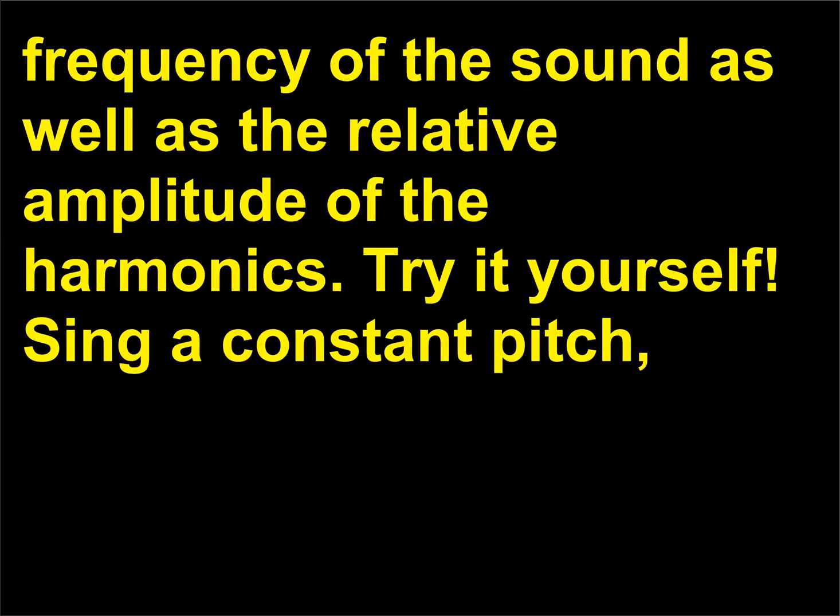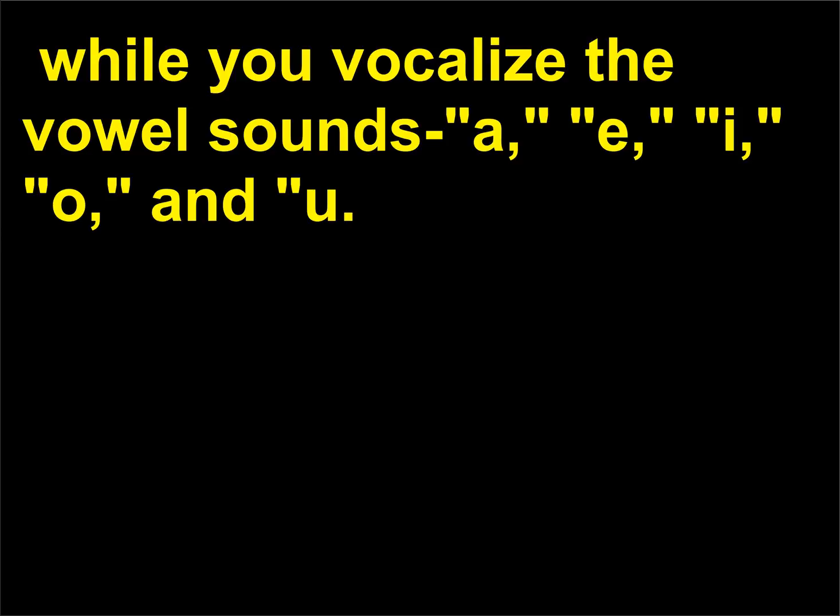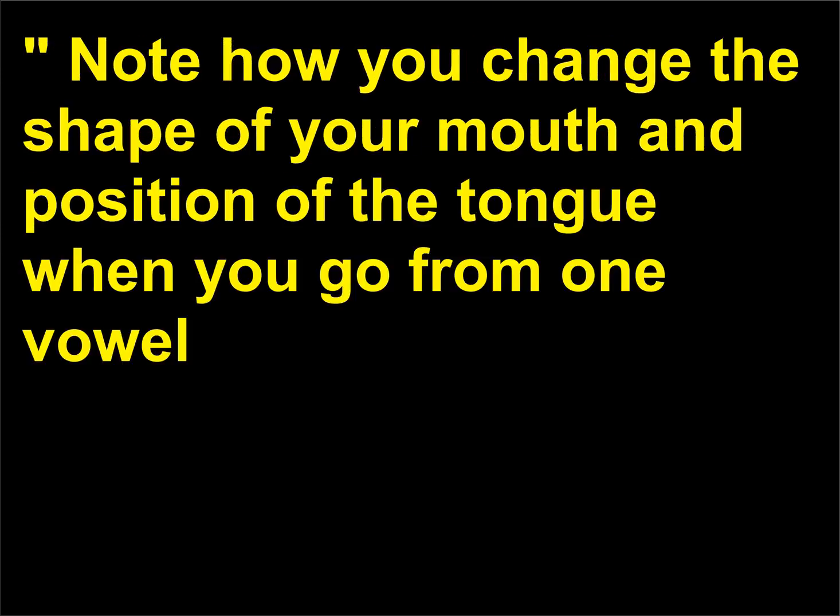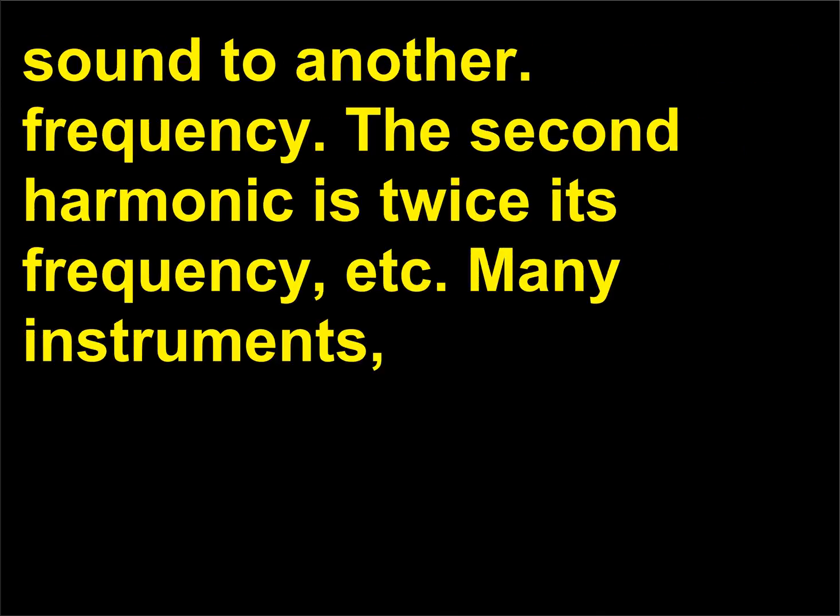Try it yourself. Sing a constant pitch while you vocalize the vowel sounds: A, E, I, O, and U. Note how you change the shape of your mouth and position of the tongue when you go from one vowel sound to another. The second harmonic is twice the fundamental frequency, etc.